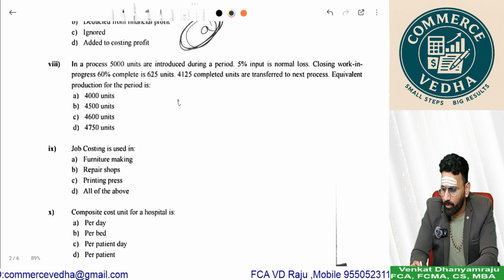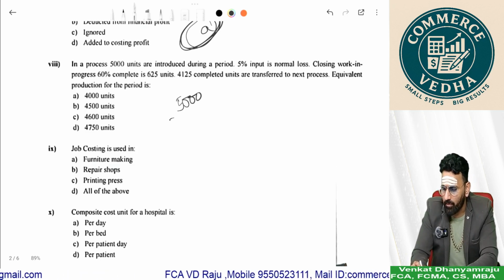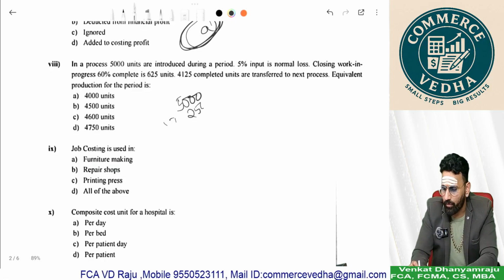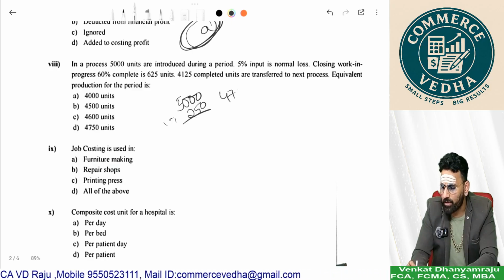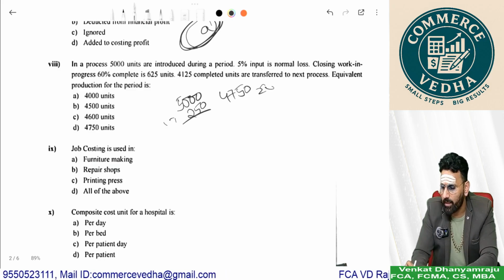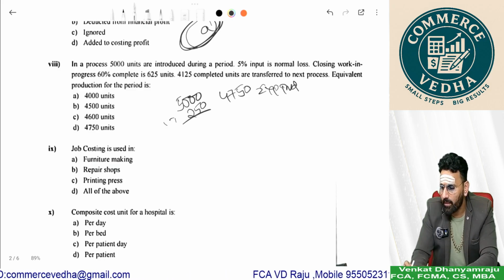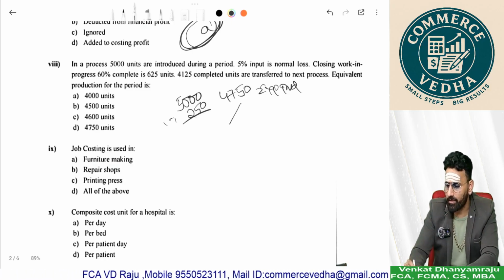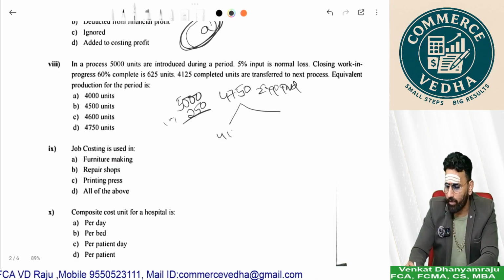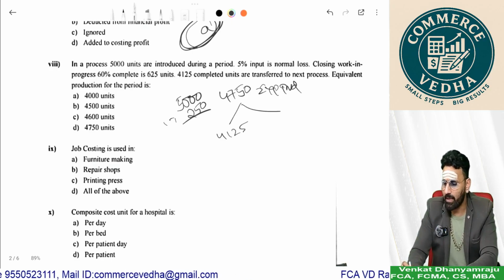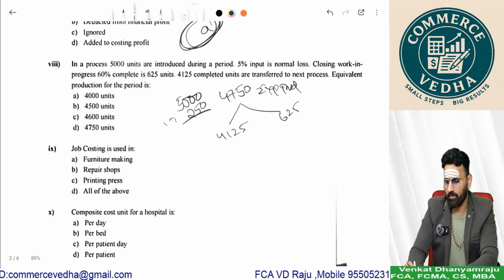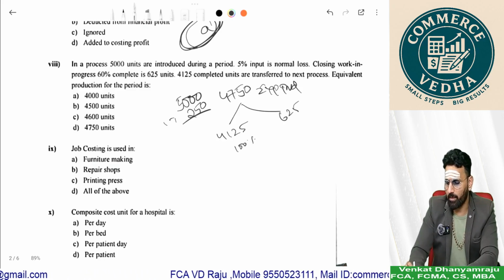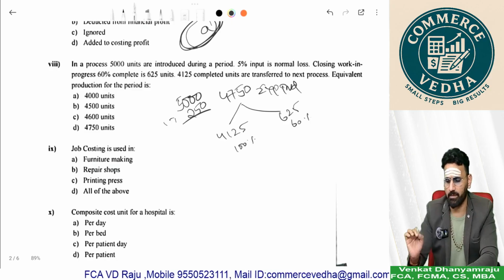Actual input is 5,000. Normal loss 5% means 250. The expected production should be 4750. Now, you have two things here. Fully completed 4125 and partly completed 625. These are 100% completed. These are 60% completed.